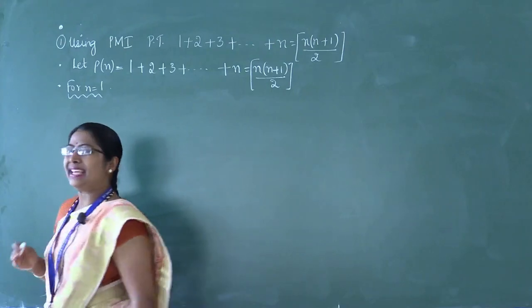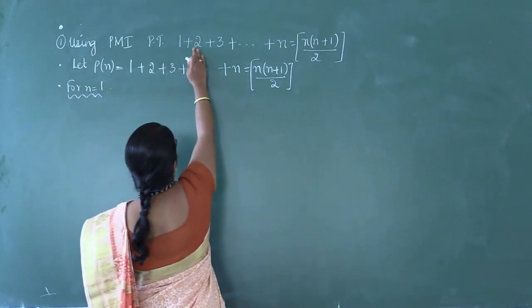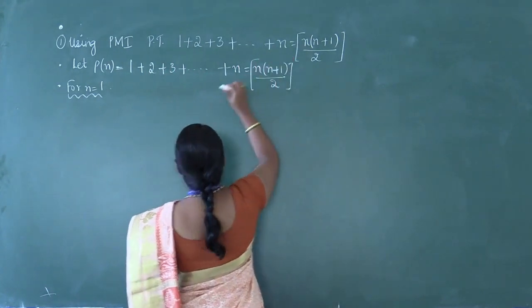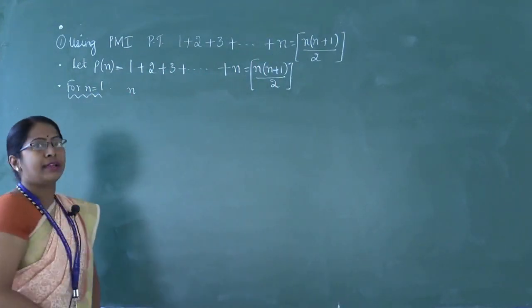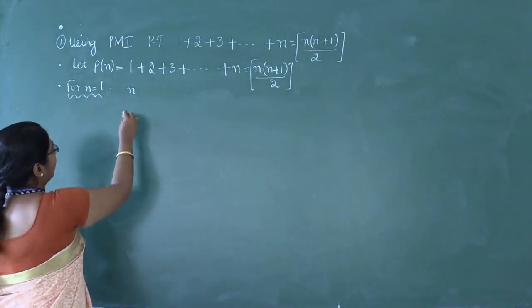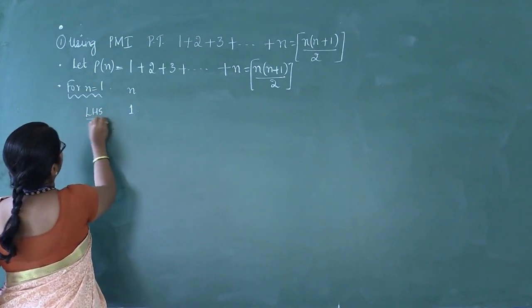Here, what is the nth term on the LHS? When you look at the question, the nth term on the LHS is nothing but n. So, wherever there is n, what have we assumed? For n is equal to 1. So, in place of n, you will put 1. This is all about LHS.